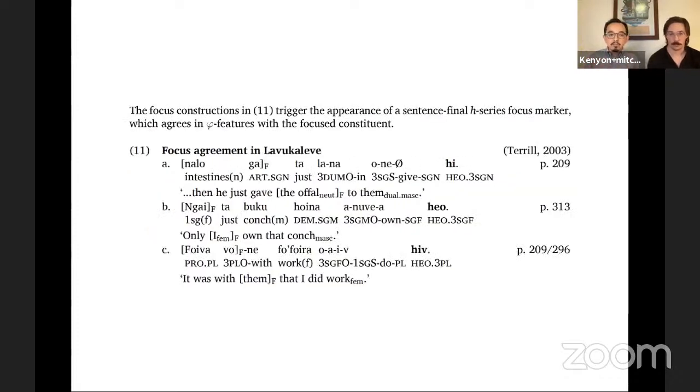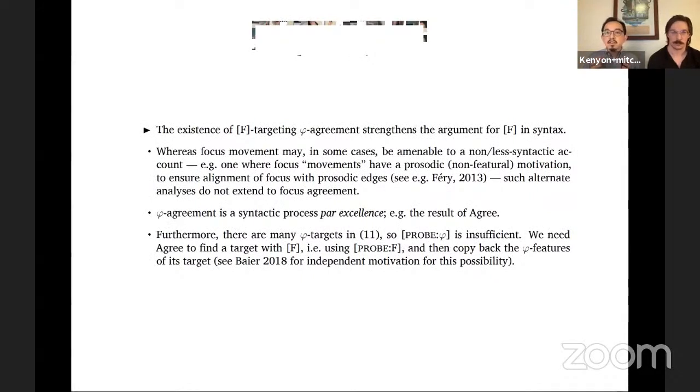So here, the data in 3 all involve a narrow focus construction with the F marking indicated and reflected in the translation. And what we see is that in these focus constructions, there's a sentence final H series focus marker that appears that inflects for the phi features of that focused constituent. And the focused constituent is an object in 11A, it's a subject in 11B, it's a prepositional object in 11C, right? It doesn't matter exactly what kind of thing it is. This is not normal subject or object agreement, which the language has, but it is specifically targeting the focused constituent, right? And we can get this if we have F marking, right?